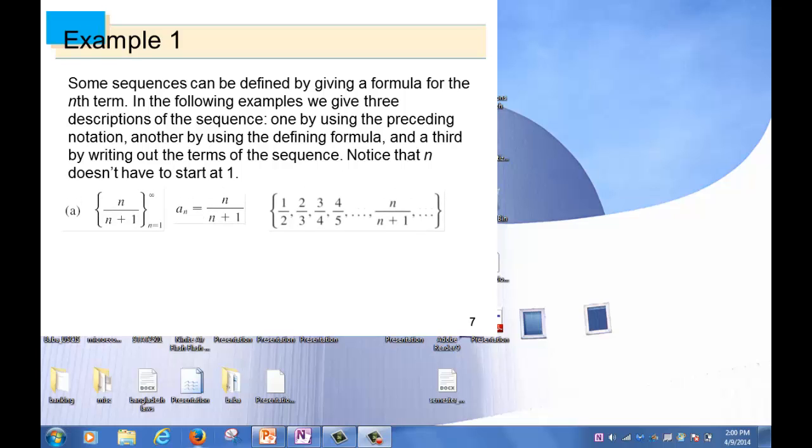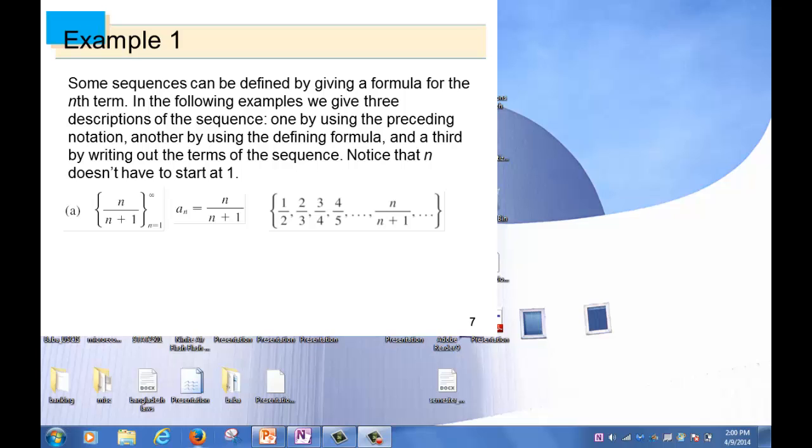In the first example, I'm using 3 different ways of expressing a sequence. In the first, in this part, notice that I wrote the nth term. The nth term of the sequence is given by n over n plus 1, the general term. That's the formula for the general term. And then we are writing here n goes from 1 up to infinity. The sequence starts at 1.